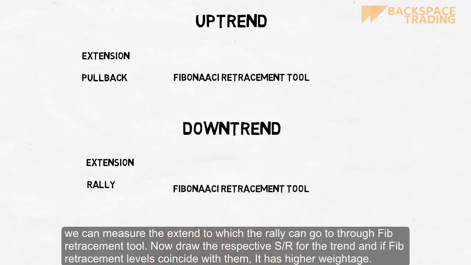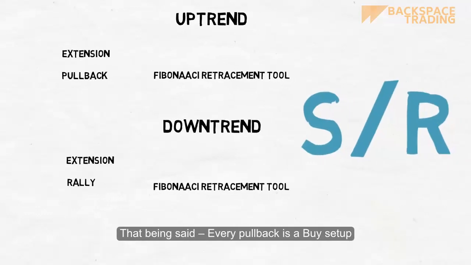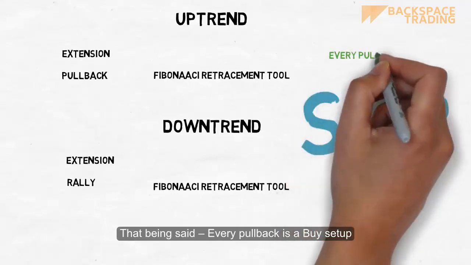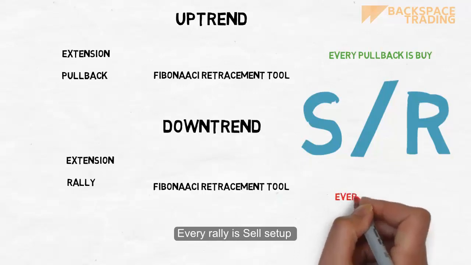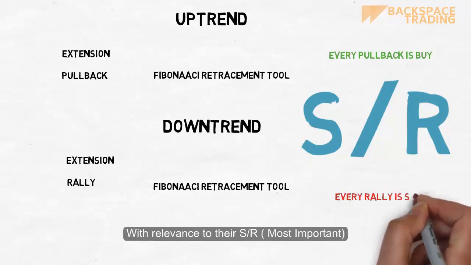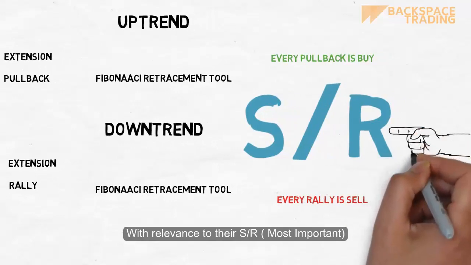Now draw the respective support and resistance for the trend, and if Fib retracement level coincide with them, it has a higher weightage. That being said, every pullback is a buy setup and every rally is a sell setup, of course with relevance to their own support and resistance, which is most important.